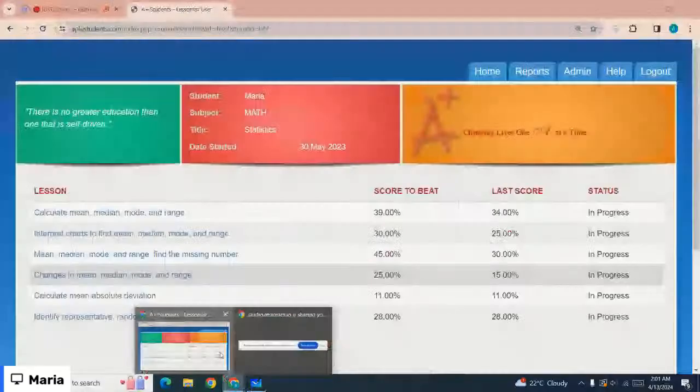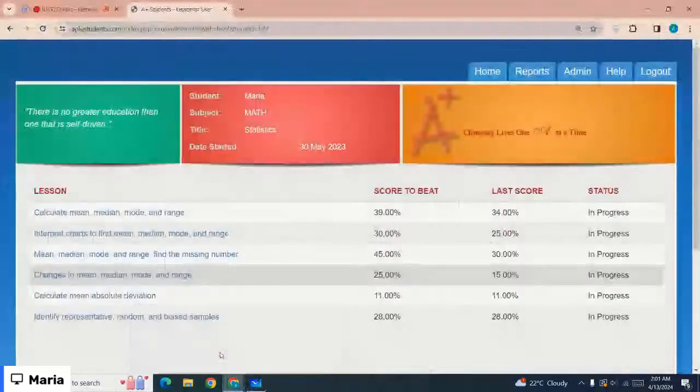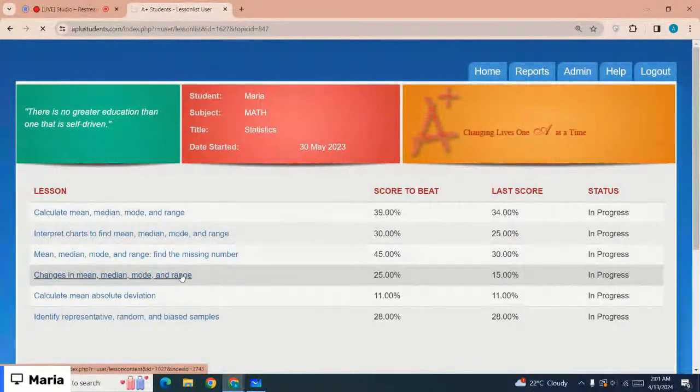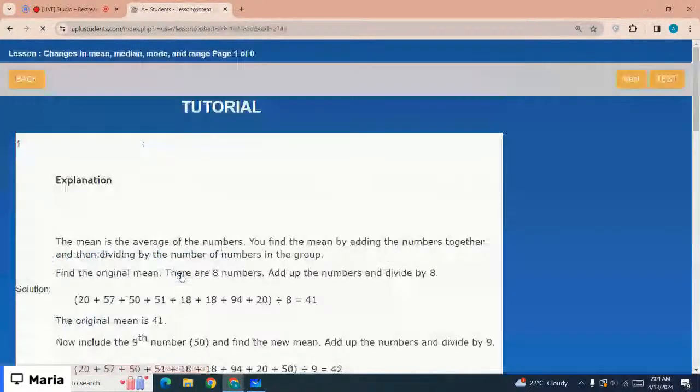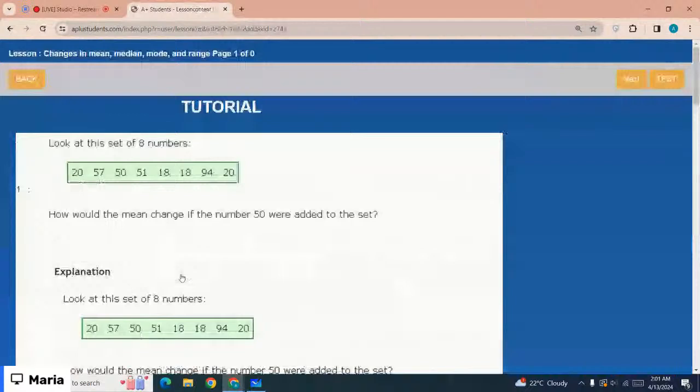Here I am on grade 7 math. The chapter we are on now is statistics. Let's just start with the first lesson, that is changes in mean, median, mode and range. Look at the set of 8 numbers. How would the mean change if the number 50 were added to the set? So you are given a set of numbers, and you have to see the change in the mean if you add 50 to the set, right?